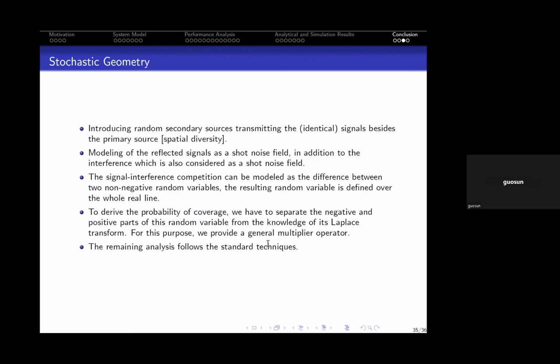Then in terms of stochastic geometry, we introduced so-called secondary sources that transmit an identical signal beside the primary source. In our work, the highlight is to model the reflected signals as a shot noise field, in addition to the conventional case where only the interference is considered as a shot noise field. When the signal and interference compete with each other, it is modeled by the difference of two non-negative random variables. Then the challenge arises: the resulting random variable is defined on the whole real line. Coming back to the coverage probability, you will have to separate this random variable in the middle. You only keep one part and set the other part to 0. For this purpose, the equation we provided can be understood as a multiplier operator in operator theory. And the remaining analysis is pretty standard.